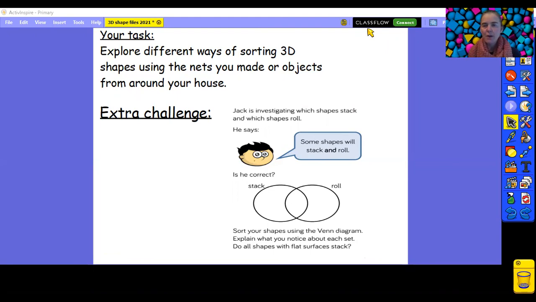If you remember our work on Venn diagrams from last week, we've got one criteria on one side, stack, and one criteria on the other side, roll. So when Jack is sorting his shapes, all the ones that stack will put on this side, all the shapes that roll he would put on this side. But what would he put in the middle? Have a think about how we did our Venn diagrams last week. So have a go at that extra challenge and explain what you notice when solving that problem.